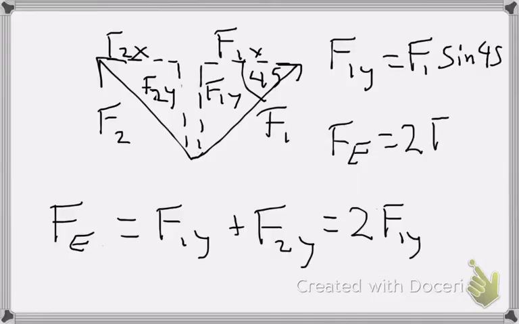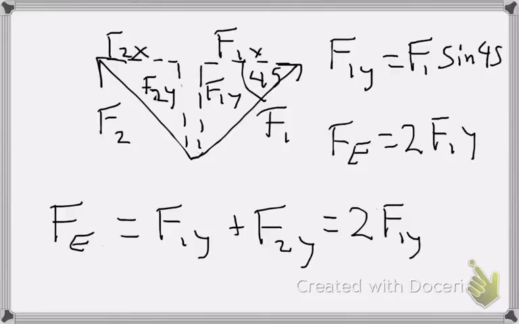In case you didn't see, the angle up in the top here is 45 degrees, because if you look at a perfect square and draw a perfect diagonal, that's going to be 45 degrees. So the value of F1y is going to be F1 times the sine of 45. That means the electric force is 2 times whatever that ended up being. Alright, so we have to figure out what that force is.